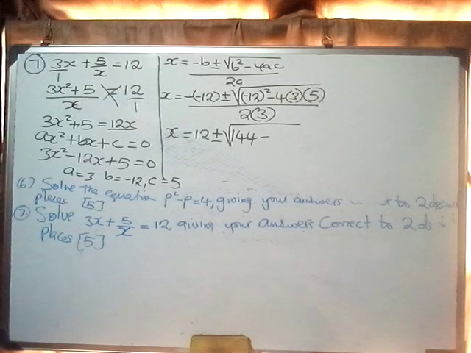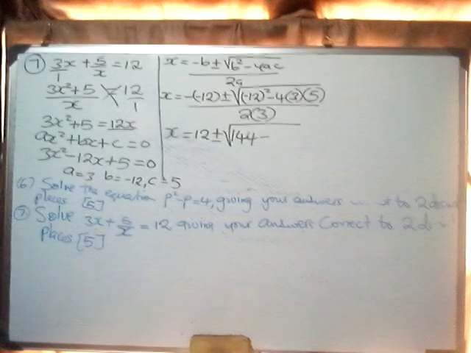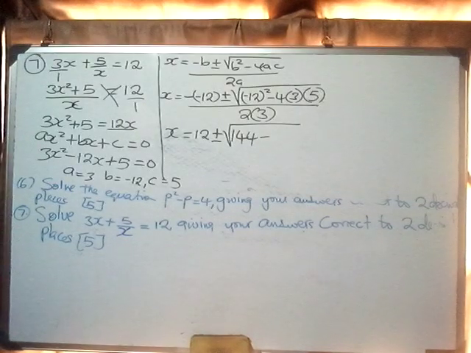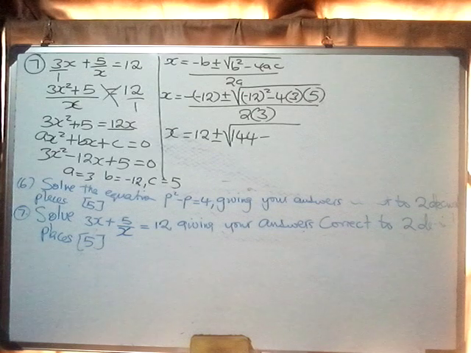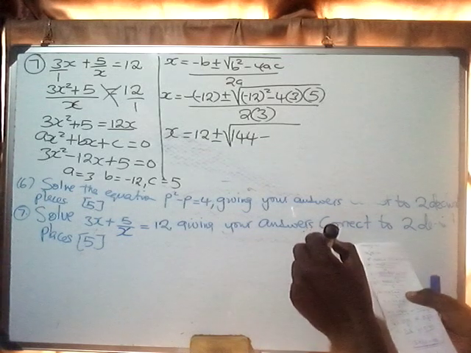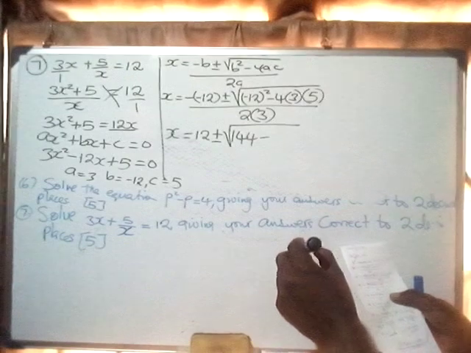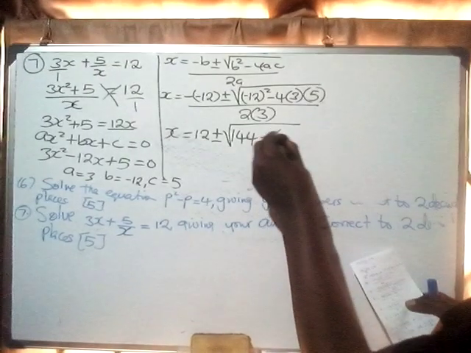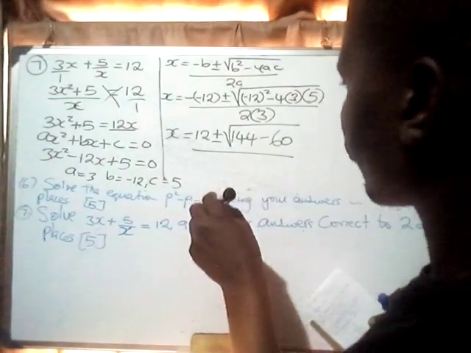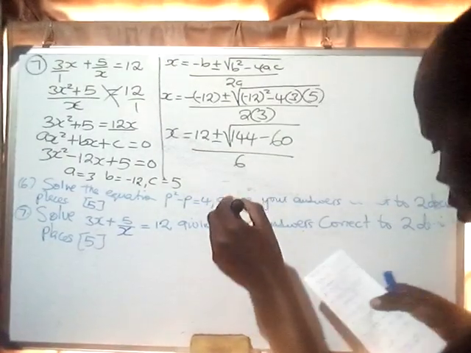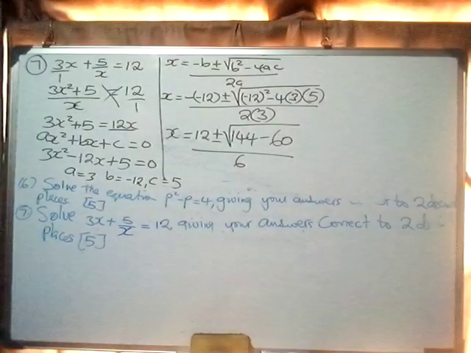times 3 times 5. 4 times 3, the answer is 12. 12 times 5 will be 60. So we are going to have 60. Then everything over 6.